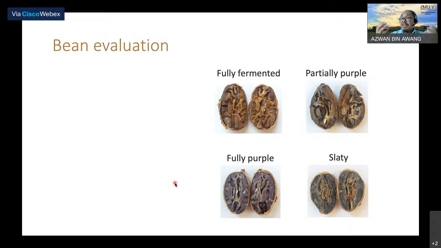So beans are evaluated. In Malaysia, we have the superior one, we call SMC1. So we can test the bean, we look at it, we cut it in half, we look whether it's fully fermented, partially purple, fully purple, or slaty. All right. So the good one is fully fermented.